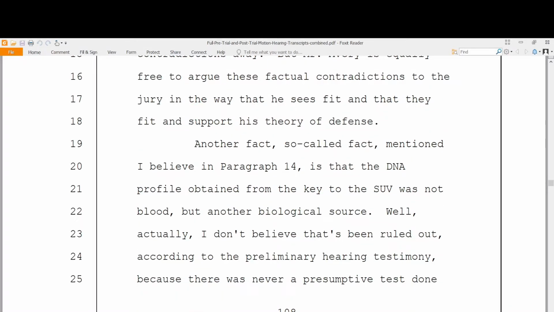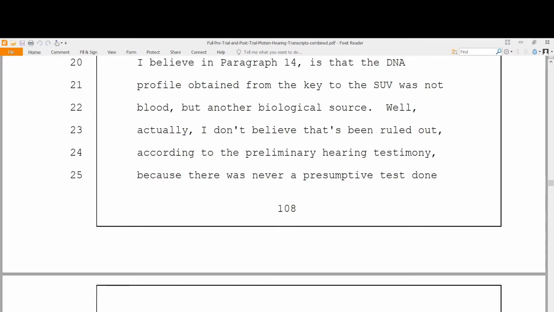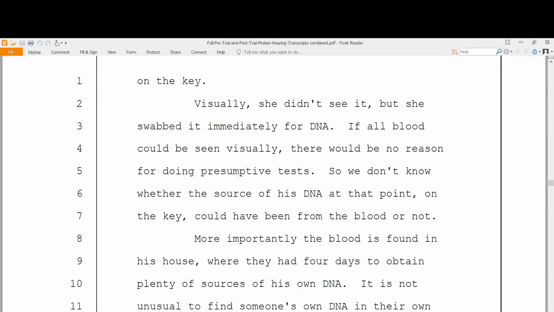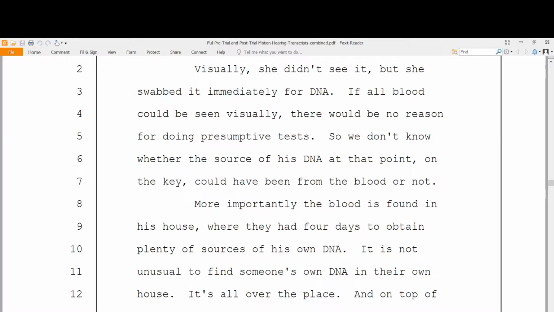Another fact, so-called fact, mentioned, I believe, in paragraph 14, is that the DNA profile obtained from the key to the SUV was not blood, but another biological source. Well, actually, I don't believe that's been ruled out according to the preliminary hearing testimony, because there was never a presumptive test done on the key. Visually, she did see it, but she swabbed it immediately for DNA. If all the blood could be seen visually, there would be no reason for doing a presumptive test. So we don't know whether the source of his DNA at that point on the key could have been from blood or not.